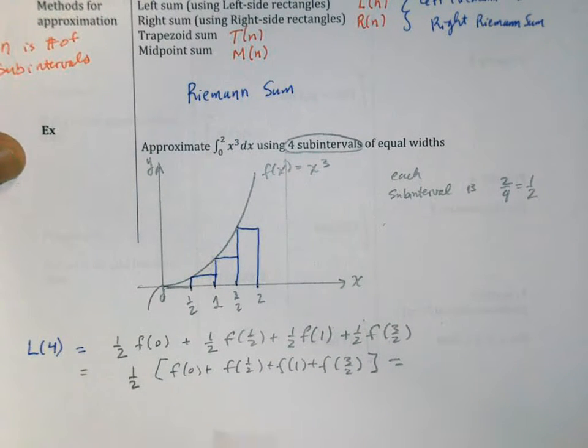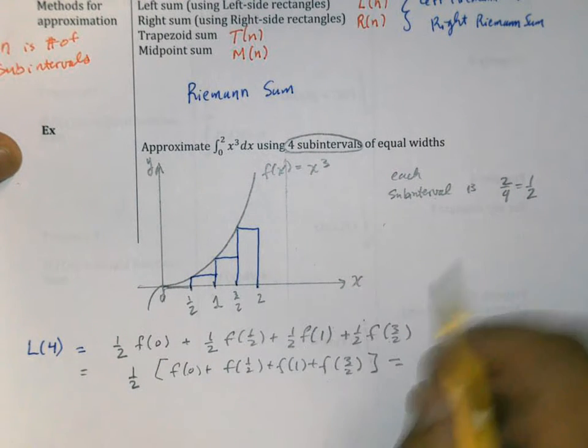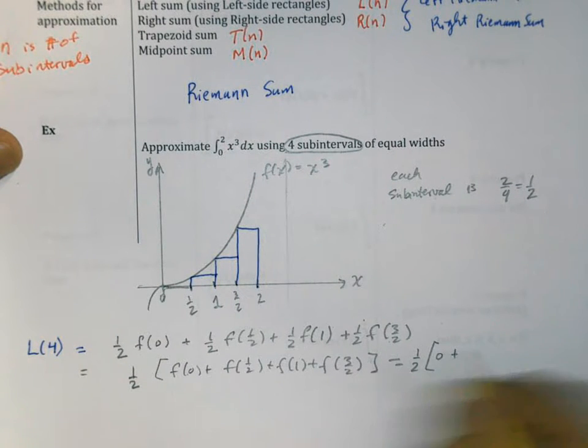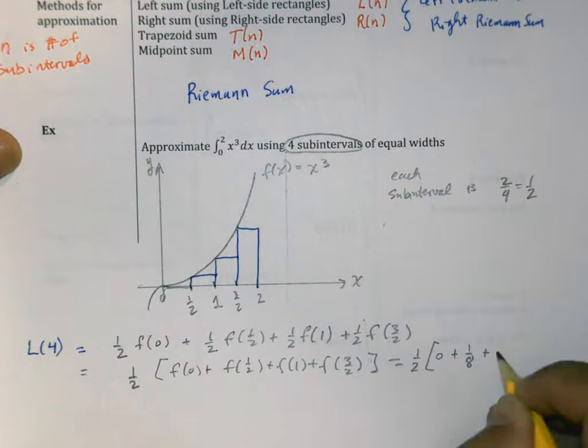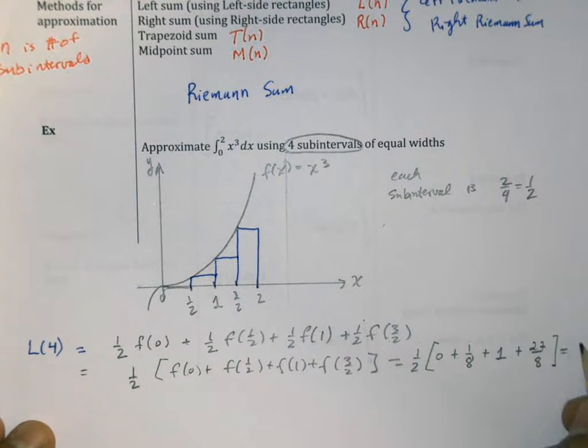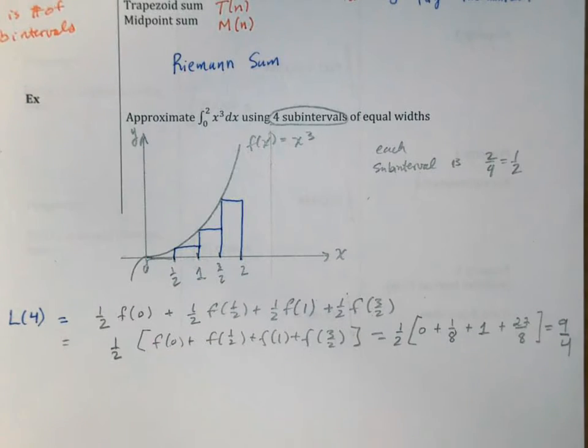Then we can actually make these substitutions into f of x and calculate and get some numbers. So f of 0 is just 0. F of 1/2 is 1/2 cubed or 1/8. F of 1 is just 1, and f of 3/2 is 3/2 cubed or 27 over 8. So add that all up and then multiply by 1/2. So that comes out to 9 over 4. Okay. So that's the left sum.